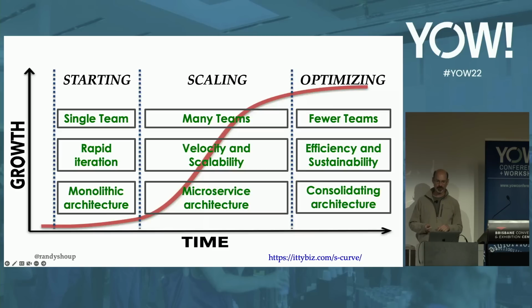OK, so as a quick sum up here, when we're in the starting phase, we're usually a single team. We want to optimize for rapid iteration, and the appropriate architecture there, I would claim, is a monolith. In the scaling phase, now we have many teams. We want to optimize for velocity and scalability, and the appropriate architecture there, I would claim, is a microservice architecture. And then in the optimizing phase, we're more consolidating, so we have fewer teams. We're motivated by efficiency and sustainability, and we're trying to consolidate the architecture to make it easier to maintain.